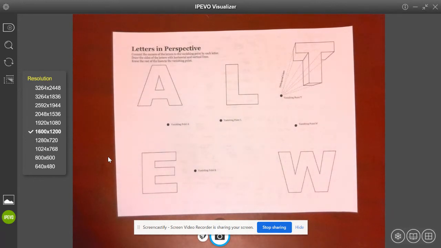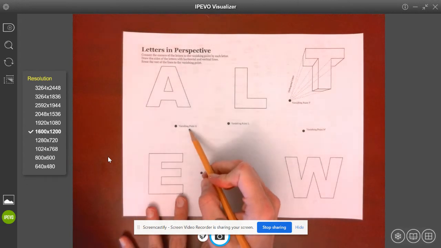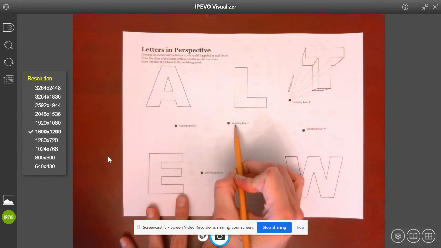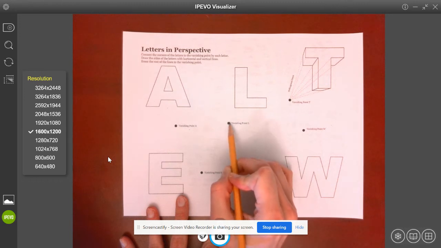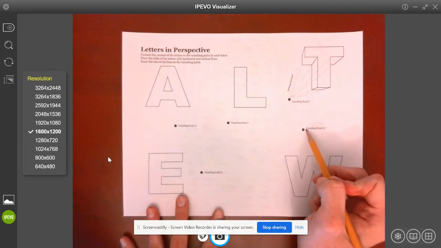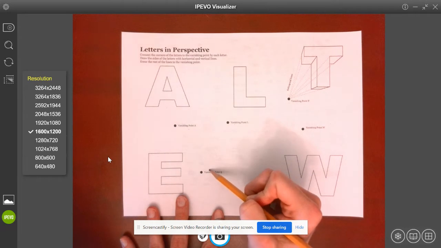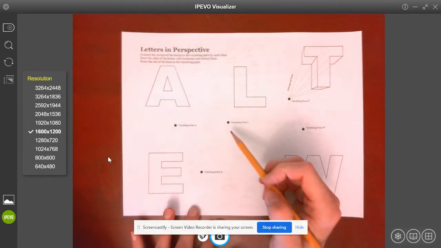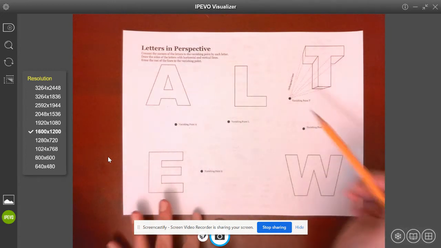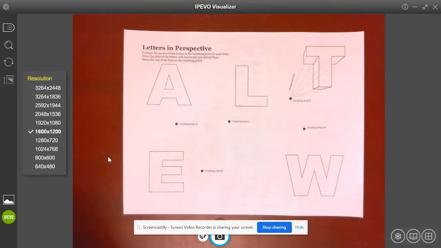There's not just one. So if I look here, it says vanishing point A. So this point is going to go with the A. This one says vanishing point L. This vanishing point is going with the L. This is for vanishing point W and for vanishing point E. So you're not having just one. It's 1-point perspective, but you're having multiple because it's almost like these are separate little projects.